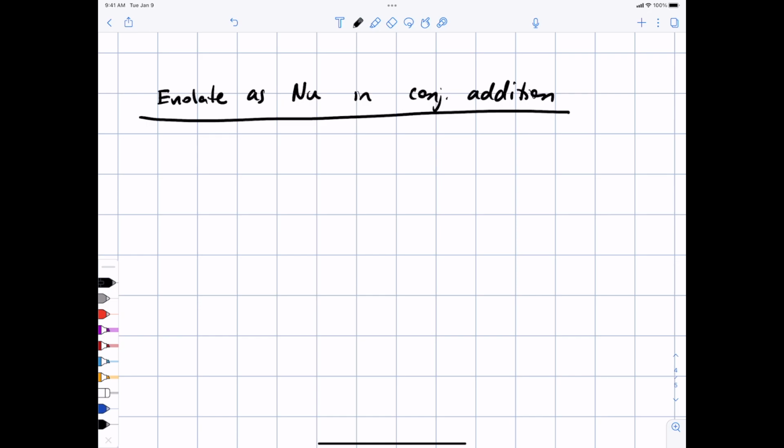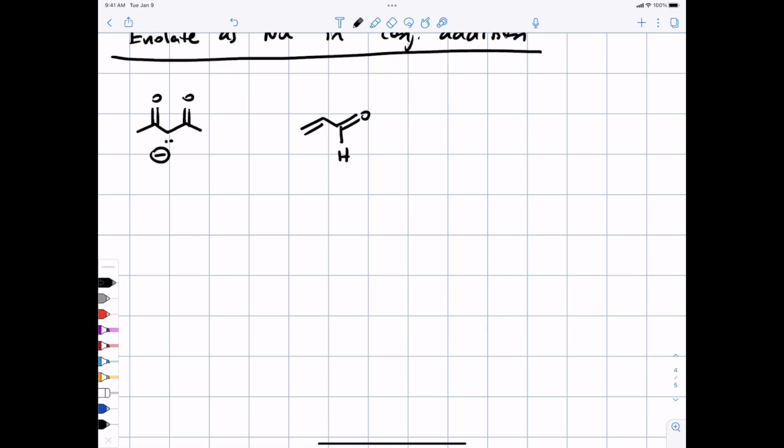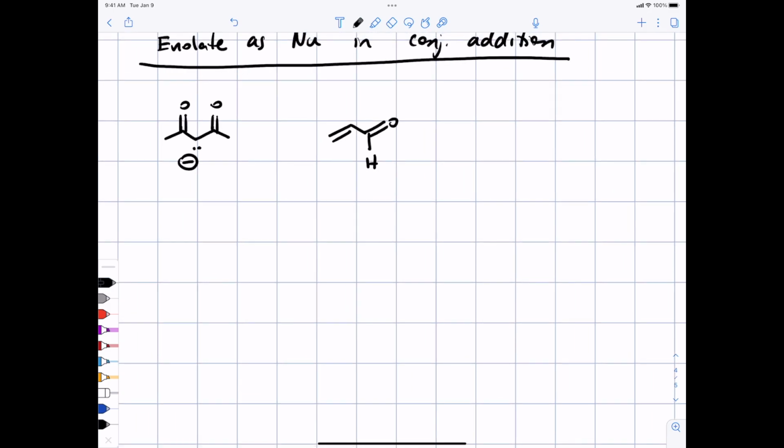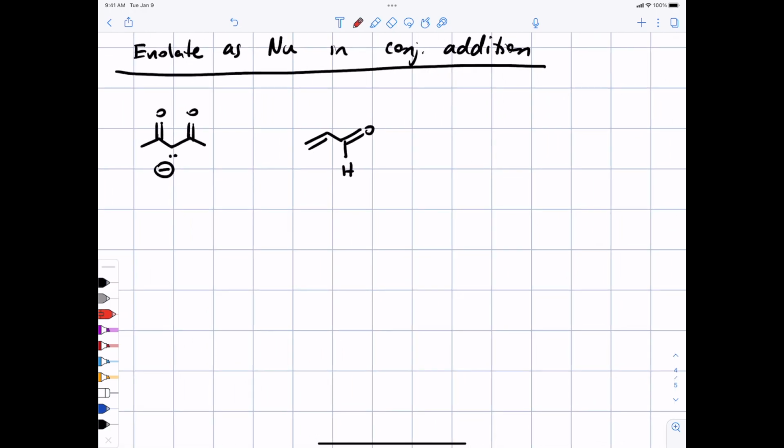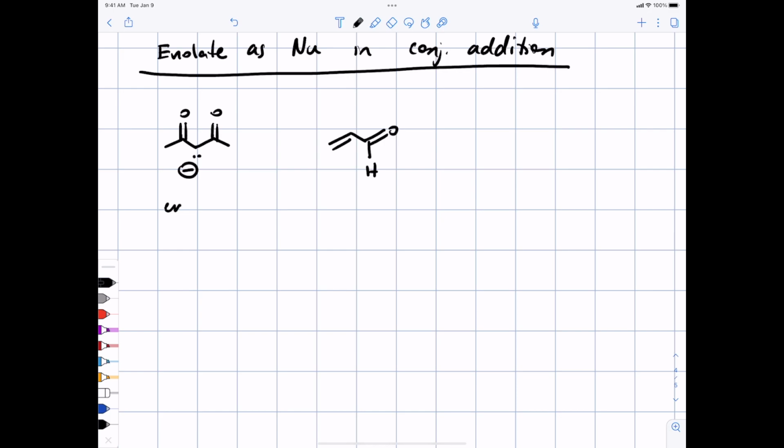So, as an example, let's use this enolate and this alpha beta unsaturated carbonyl compound. This has the potential to be messy, so I'm choosing my examples here deliberately. In general, your text shows, well, let's just pause there. Here's your enolate. Here's your alpha beta unsaturated carbonyl compound.